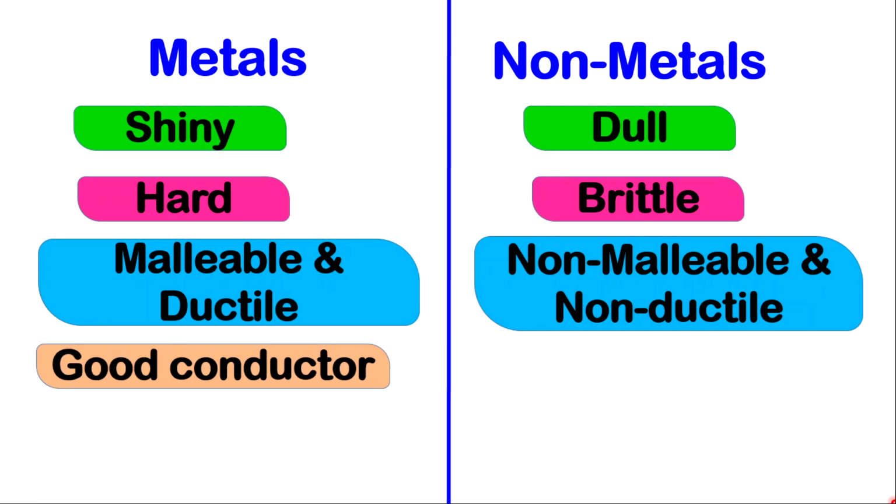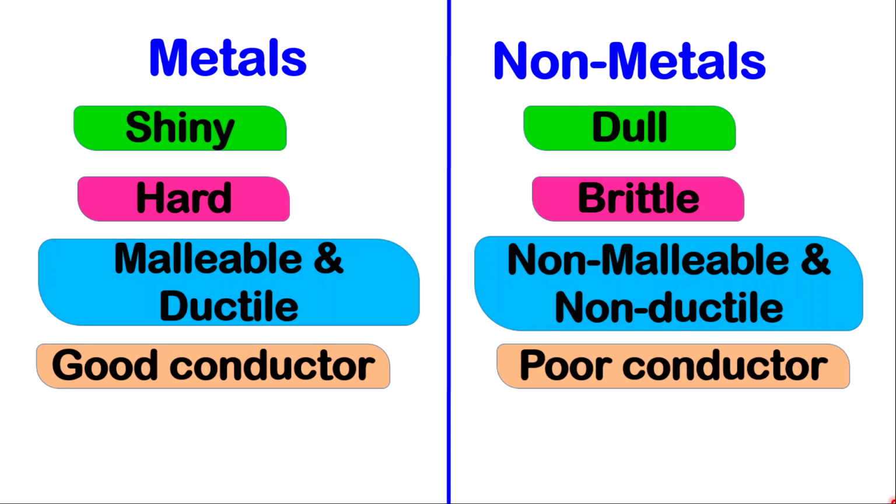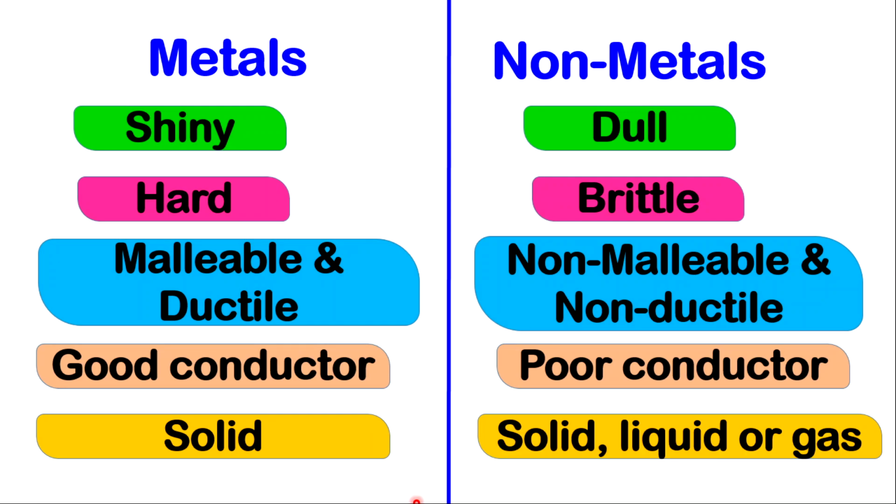Metals tend to be good conductors, while nonmetals tend to be poor conductors. The conductors I'm referring to at this point are conductors of heat and also of electricity. So metals can conduct heat and electricity very well, while nonmetals cannot do it so well. Metals tend to be solid. Of course, there are exceptions, which I'll look at when I'm looking at the periodic table in detail, while nonmetals can be either solid, liquid, or gas.